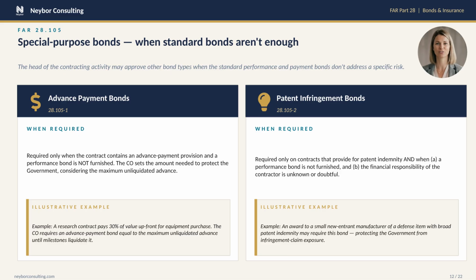As you deliver and milestones are met, the unliquidated balance comes down, and so does the protective amount.